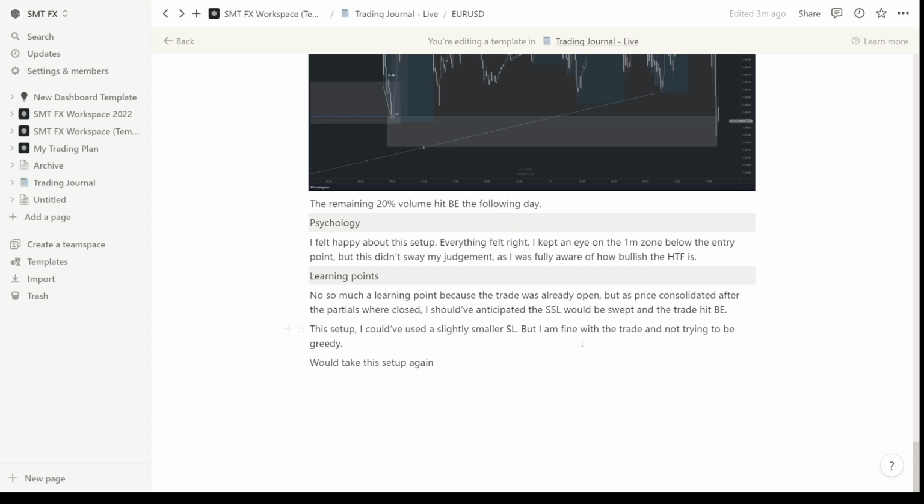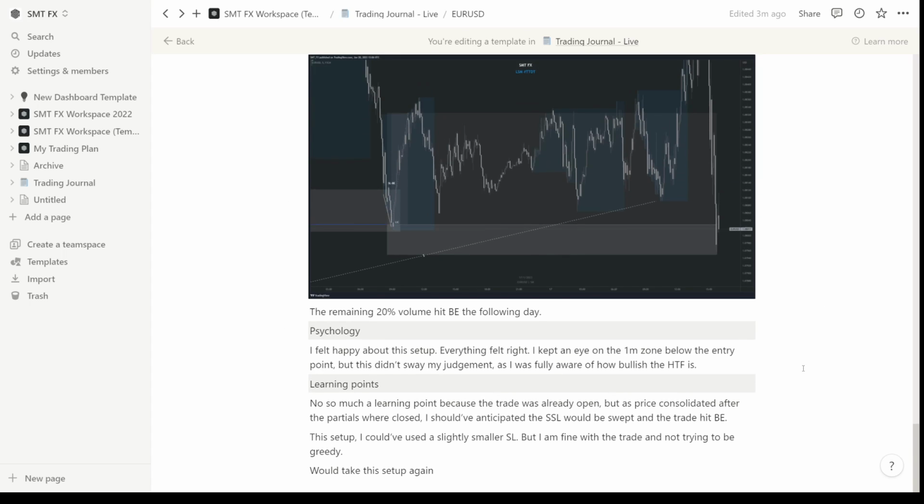So if this trade setup came about again in the future, I'll definitely take it. There wasn't really anything wrong with the trade setup in my view. I took 3%, the rest hit break even, not too bothered, I paid myself. So that's the main thing that really matters.